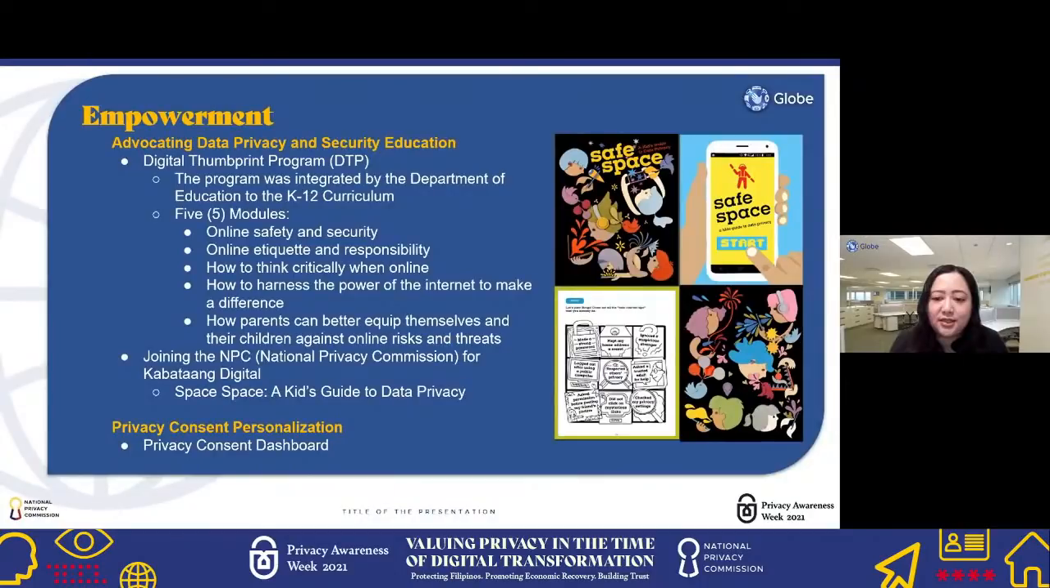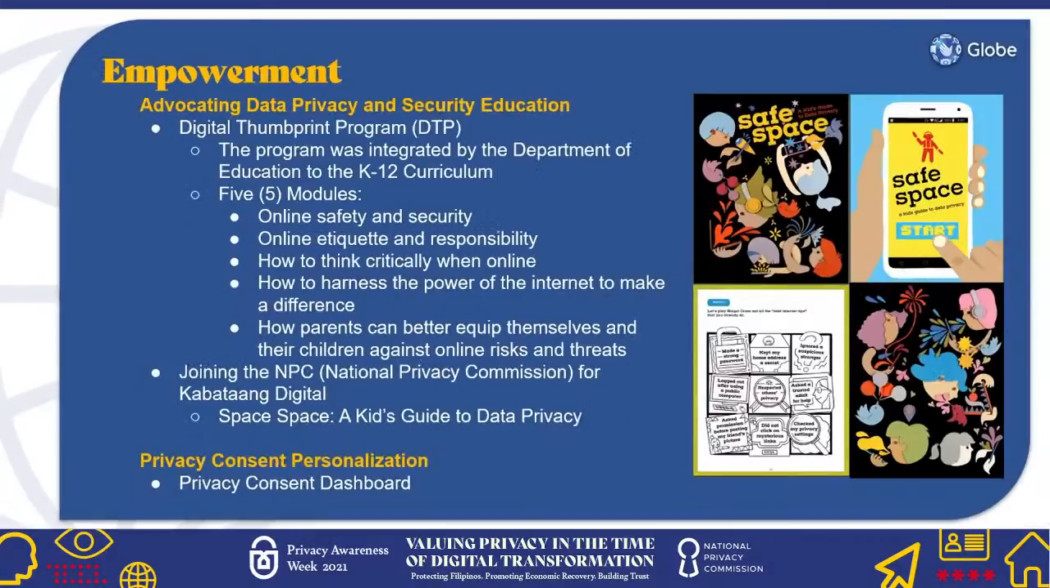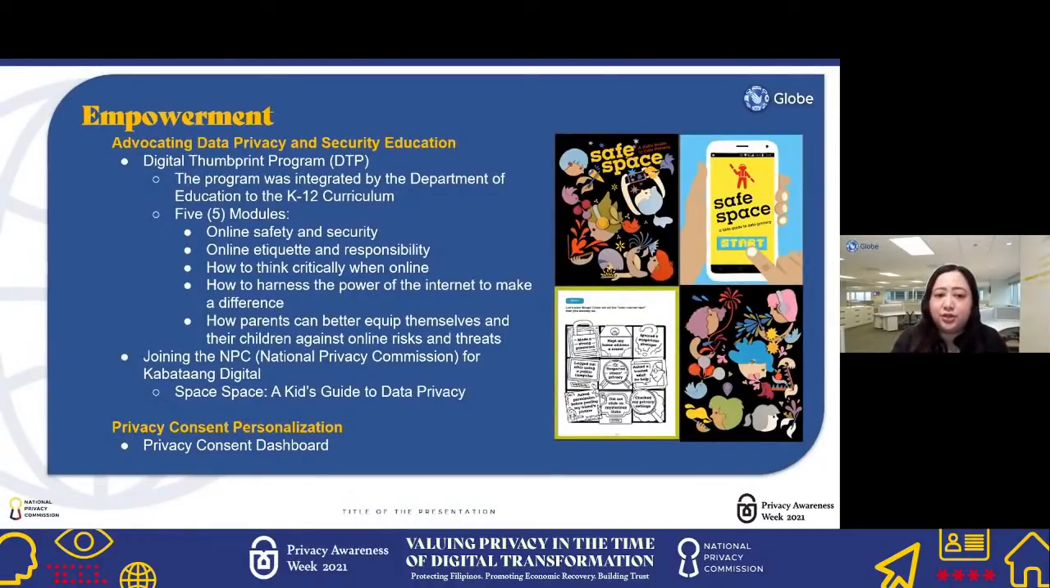Oh, there. Okay. So lastly, as I spoke of earlier, we have empowerment. So our commitment towards empowerment is privacy and security education. So in partnership with Optus and Singtel, Globe started the digital thumbprint program, wherein the goal is to educate the youth about digital citizenship and the responsible use of technology online. This curriculum was actually integrated by the Department of Education into their K-12 curriculum. It's comprised of 5 modules that you see on your screen.